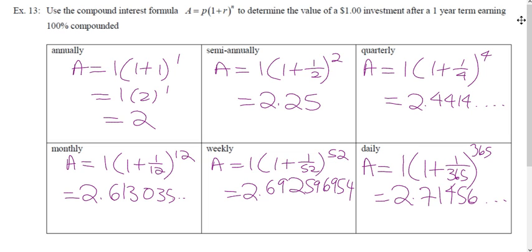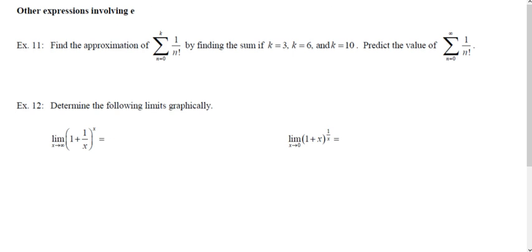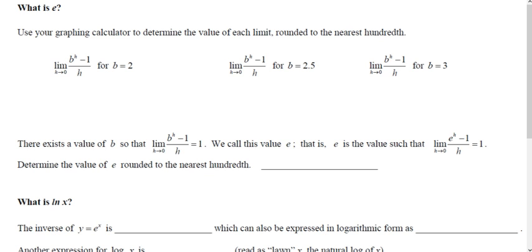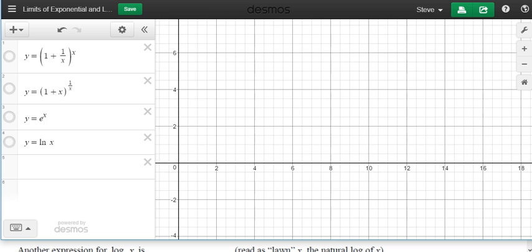Okay, and now we'll go back to what is e? Asked there, but then just present it as kind of like, hey, it's this number. So we're going to go back. What is e? Use your graphing calculator to determine the value for each limit rounded to the nearest hundredth. Okay, so we do that. I'm just going to pop into decimals.